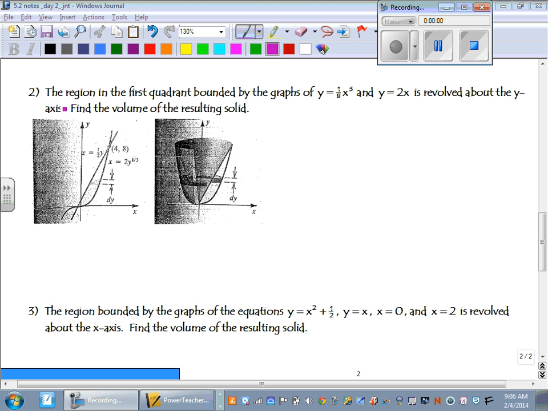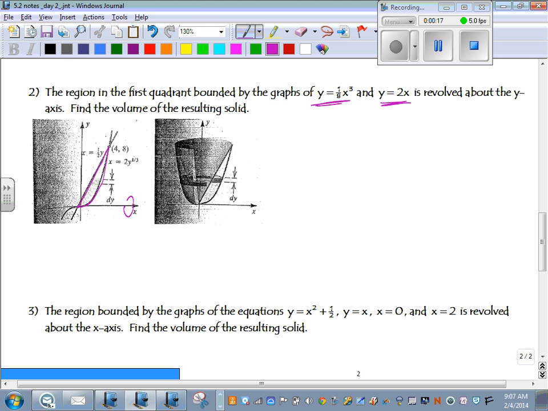Look at this one. The region in the first quadrant bounded by the graphs of y equals 1/8 x squared, 1/8 x cubed, and y equals 2x is revolved about the y-axis. So we've got this region right here. Since we're going around the y-axis, we're going to use a dy cut. With discs and washers rotating around the y-axis, it has to be a dy cut.